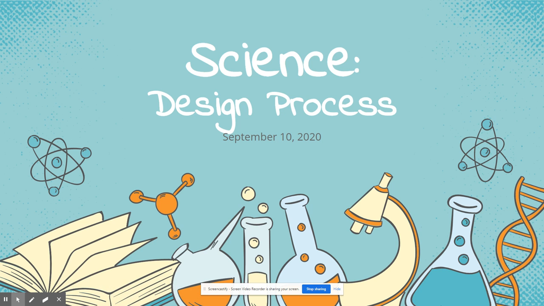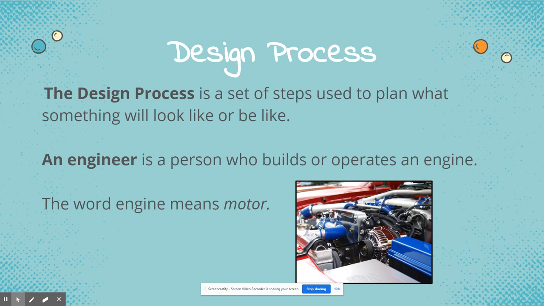Today we're going to talk about design process again. Now the design process is a set of steps used to plan what something will look like or be like. And an engineer is a person who builds or operates an engine. Now the word engine means motor, and this is an example of an engine.